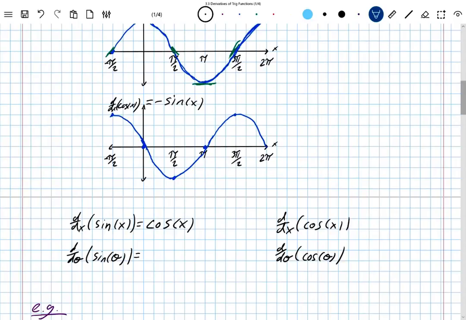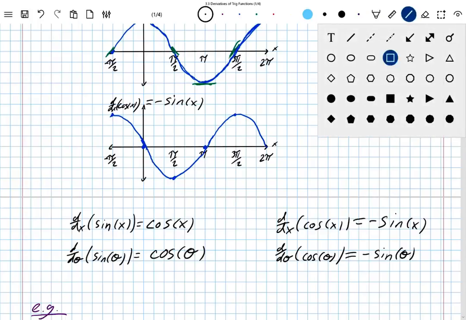You'll often see a lot of thetas for angles. So I'm going to write this again just using a theta, but there really is no difference between these two. And the derivative of cosine of x is negative sine of x. And of course, if I use a theta, that really doesn't change anything. Negative sine of theta. Let's put a box around that because that is important. Boom.